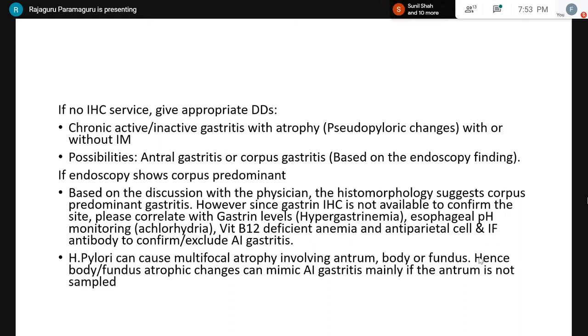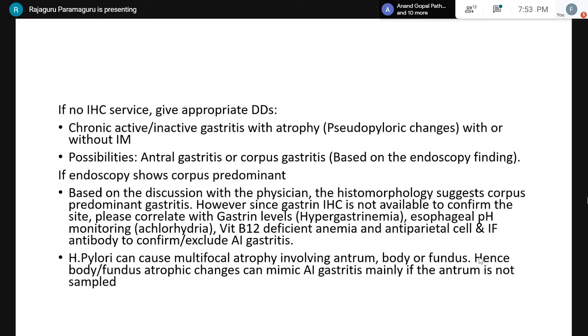So keep in mind that H. pylori can cause multifocal atrophy. So not only the antrum will be atrophied, the body and the fundus mucosa can also be atrophied. So we have to keep that in mind. If we are seeing some atrophic gastritis in body mucosa, it doesn't always mean that we are dealing with autoimmune gastritis. That is what I want to convey.